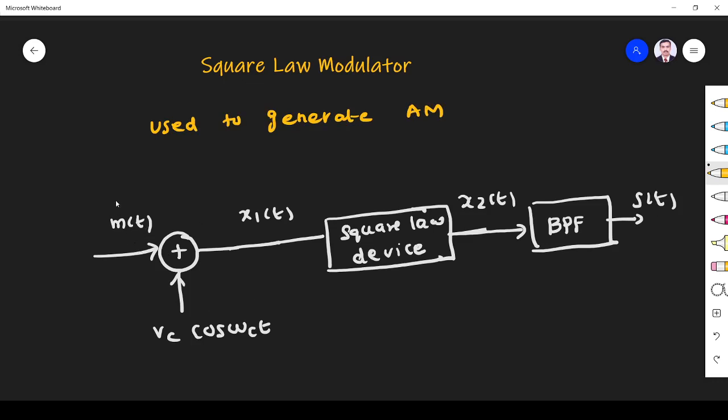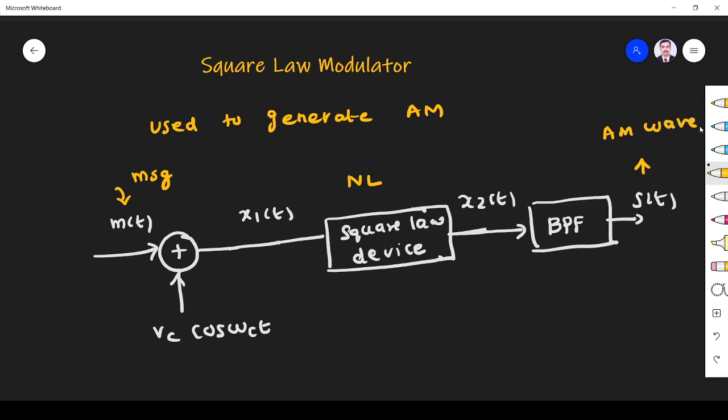Here, m of t is the message signal that is added with the carrier signal, and the sum of message and carrier is given as the input to a square law device, which is a non-linear device. The output of the square law device is filtered by using a band pass filter, and what we get is an AM modulated wave. How this is an AM wave, let us see.